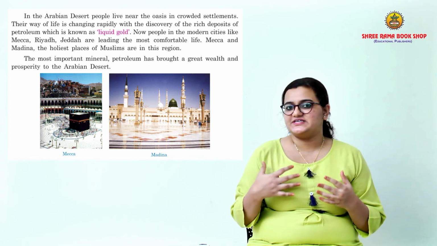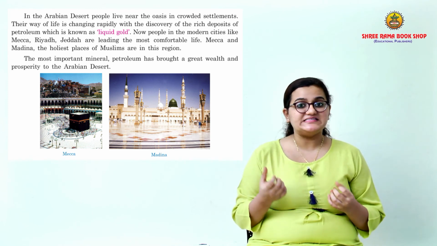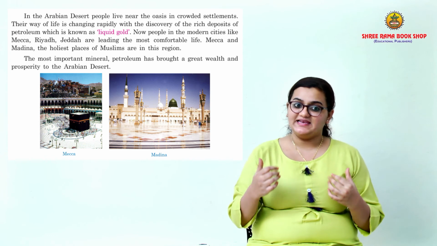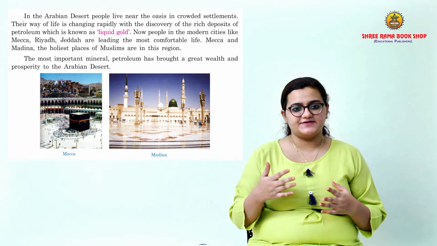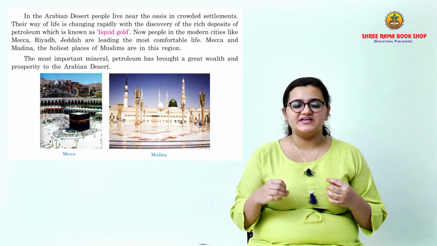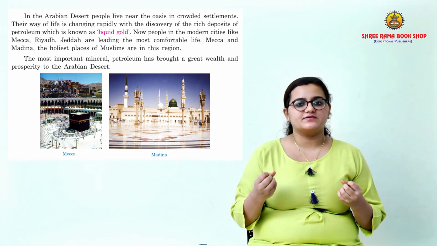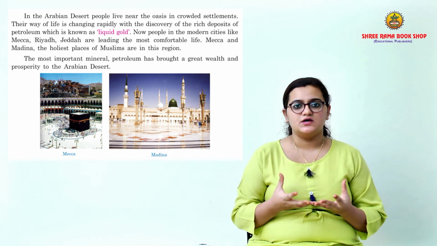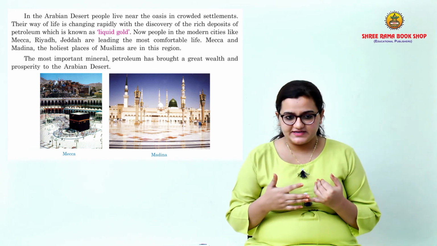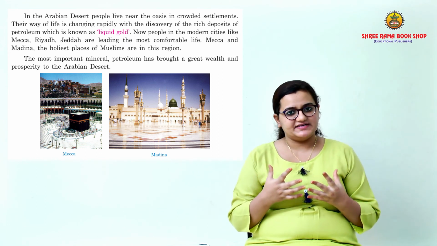Their way of life is changing rapidly with the discovery of rich deposits of petroleum, which is known as liquid gold. Petroleum is known as liquid gold because it is very precious. Now people in the modern cities like Mecca, Riyadh, Jeddah are leading a very comfortable life. Mecca and Medina are great devotional places for Muslims. From around the world people gather here to pray. The most important mineral, petroleum, has brought great wealth and prosperity to the Arabian desert region, due to which they are living a very great life.